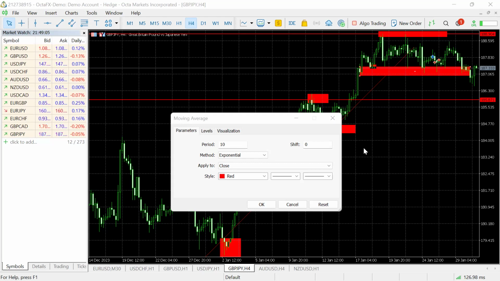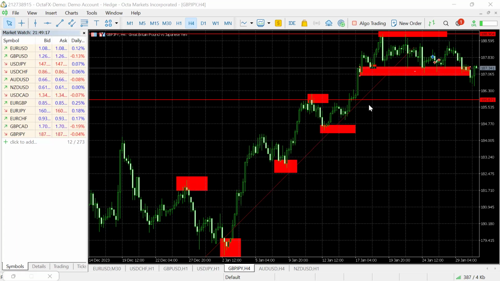Okay, so let's continue. Now I want to show you something. So let's look at certain things. Look at this long candle here. Can you see this candle? This is the buy candle. This is where it started from.